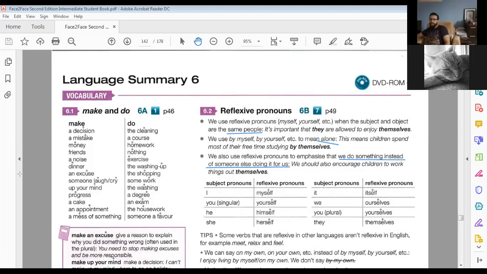So when we say children should work things out themselves, it means they should do it themselves, instead of someone else doing it for them. They should do their homework themselves. Parents shouldn't do the homework of their children, right? This is what we're saying here. We should also encourage children to work things out themselves. Let them try to do it themselves, independently, without the help of anyone else.